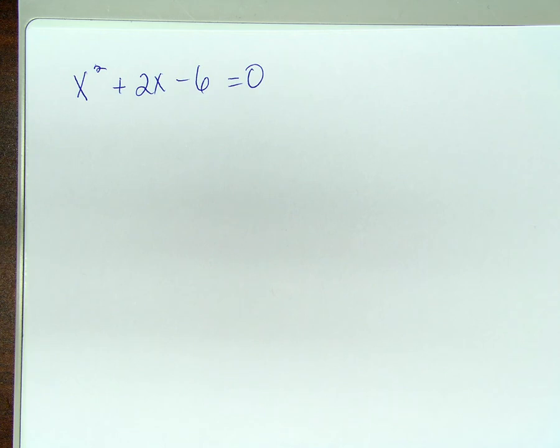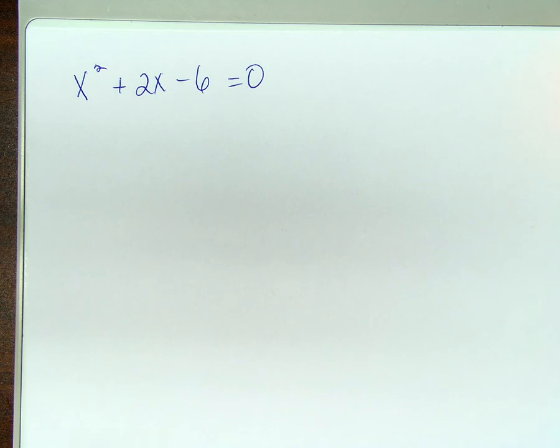3 and negative 1? No. What? 3 and 2. Multiplies to be negative 6 and adds to be positive 2. I've never. Yeah, me neither.